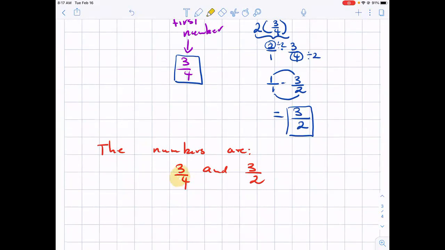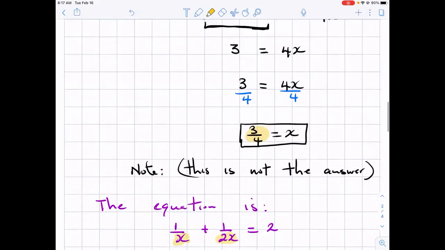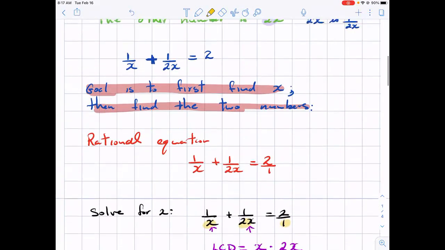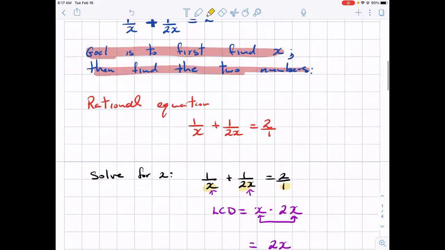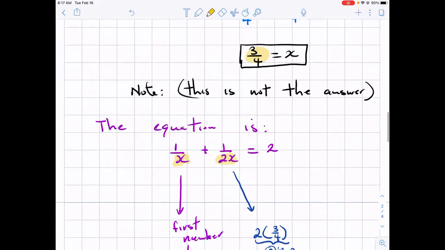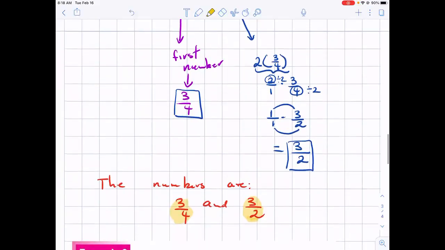So it's very common that when students or anyone solve the equation, they think they're finished. And that's not the case. You should always see what is your goal. The goal is to first find x, which we did, then find the two numbers. So it happens that x is one of the numbers here. And then to find the other number, we have to multiply 2 times x. So let's look at a second example.